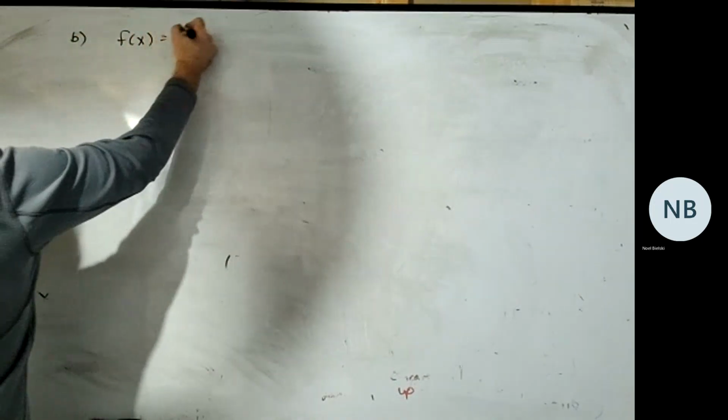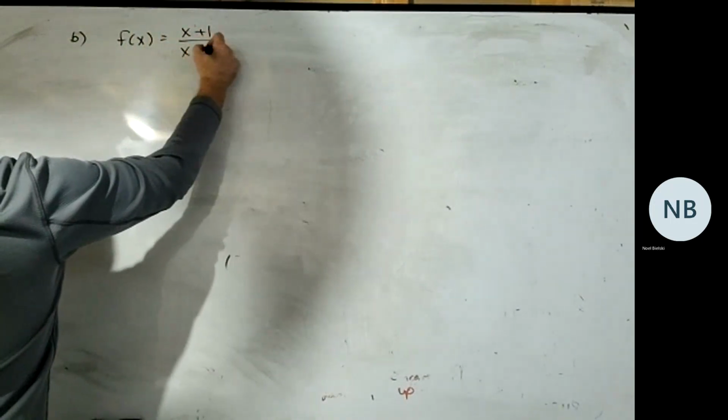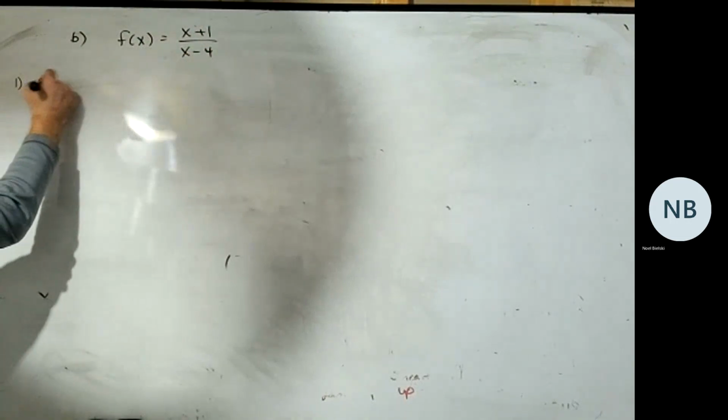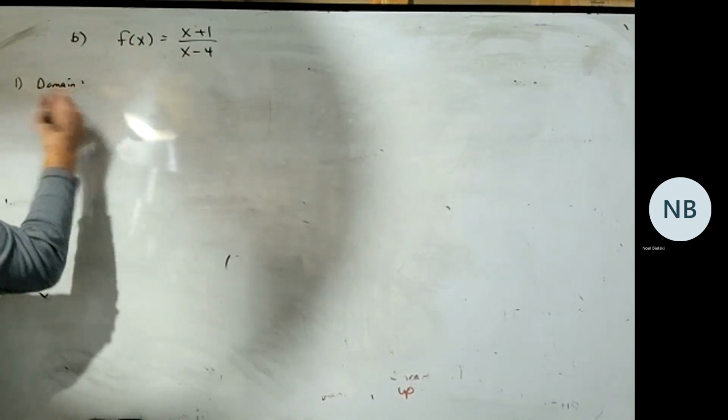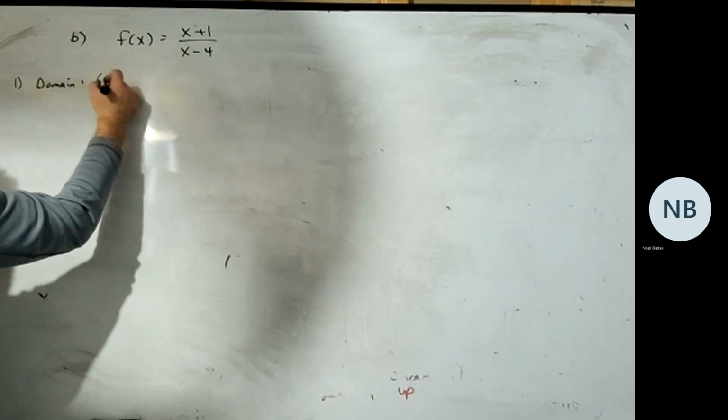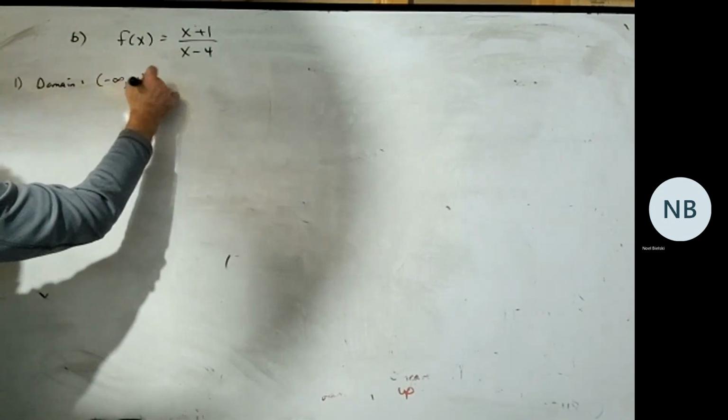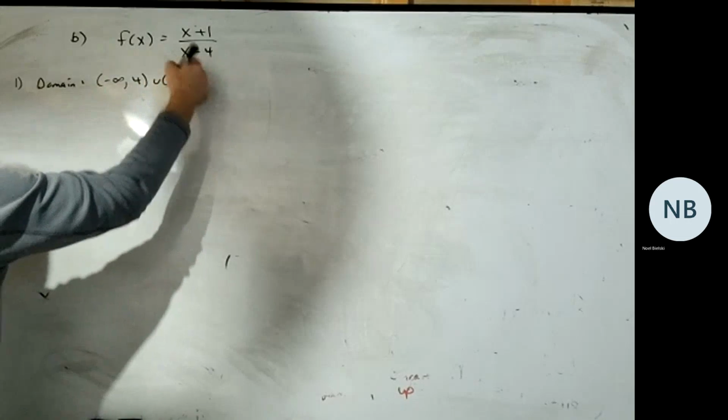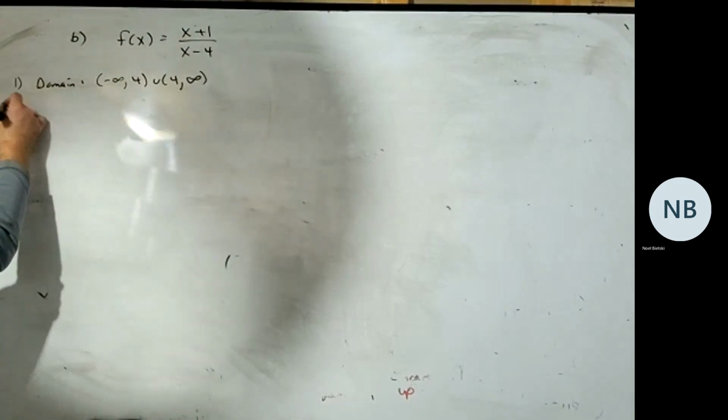Let's do the one I was going to ask before. So x plus 1 all over x minus 4. Well, number one, I have to look at the domain. The domain is going to be, when the bottom is equal to 0, I have to exclude that number. So I have to get rid of 4 because I don't like the denominator 0.